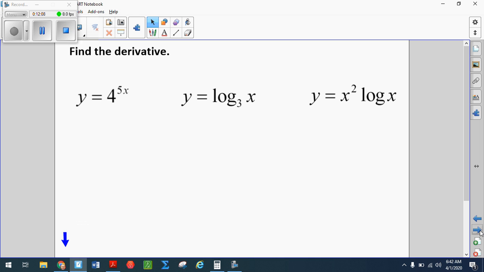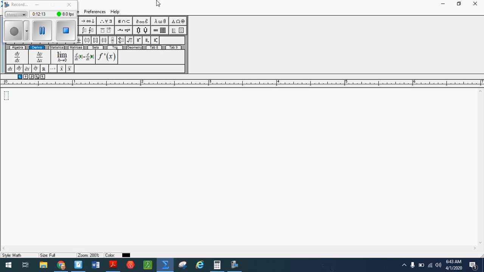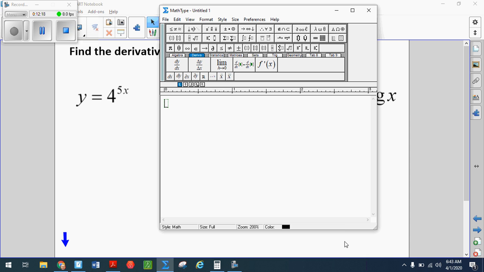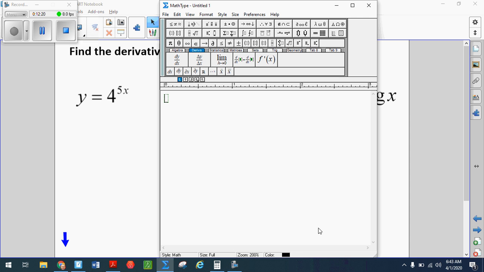So y equals 4 to the 5x, and I'm going to bring up my typing program. Some of you guys have logged on and talked to me, asked me some questions, and I've been using this MathType. Okay, so if y equals 4 to the 5x, what I could do is write natural log y equals natural log 4 to the 5x. And then I can take the derivative of both sides. That's logarithmic differentiation. That's what I would do if I didn't know the rule. So maybe that's what we do for this first one.